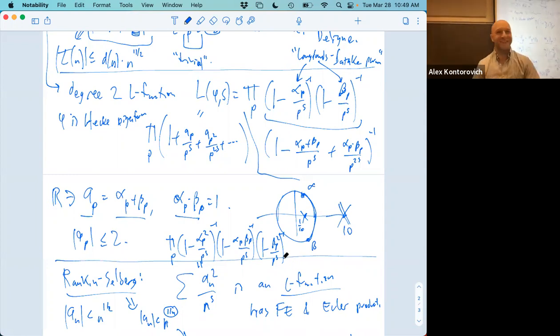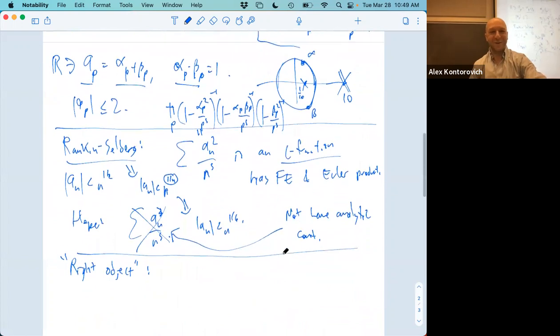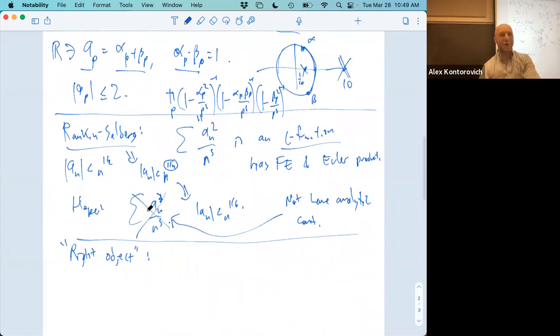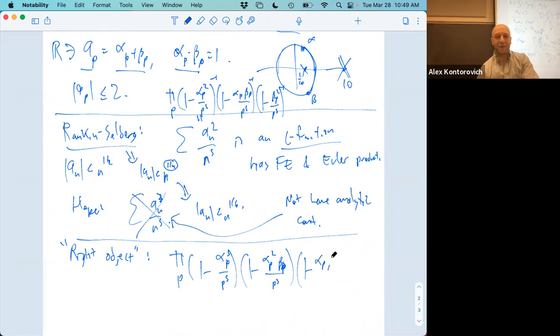Have I lost everyone? No, it still makes sense. So the right object, instead of trying to do something on the Fourier coefficients, is to go one step further. What's the symmetric cube representation? It's a product over the primes of 1 minus alpha p cubed over p to the s, 1 minus alpha p squared beta p over p to the s, 1 minus alpha p beta p squared over p to the s, 1 minus beta p cubed.